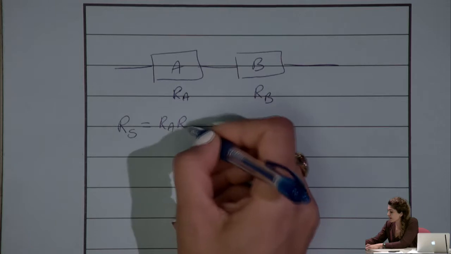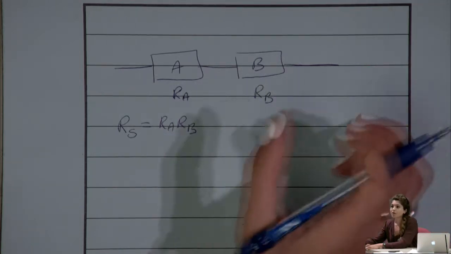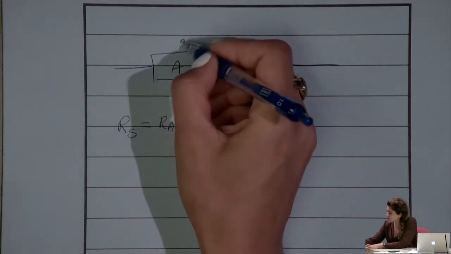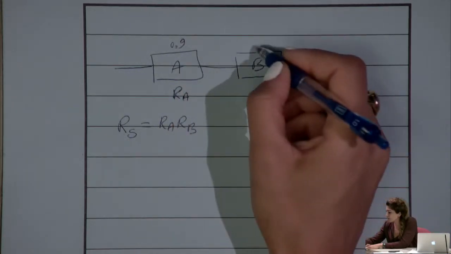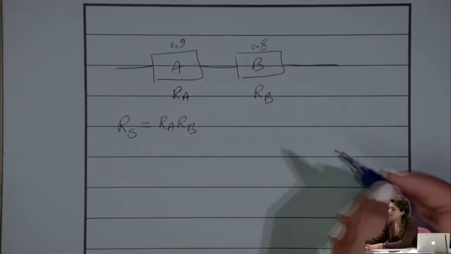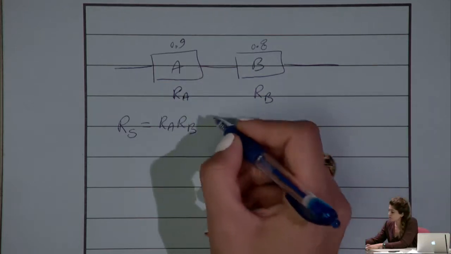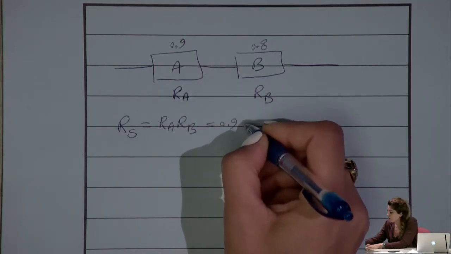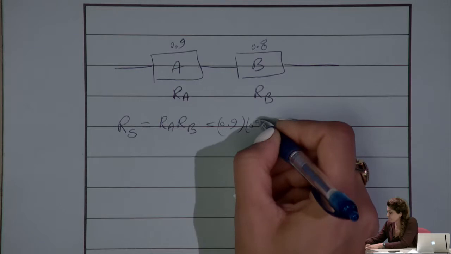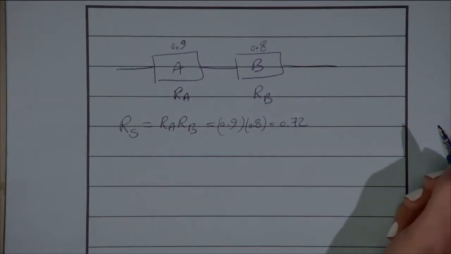multiplication of RA and RB. Why? Because A and B have to work together to make the system work. So for example, if this one works with a chance of 90% and this one works with a chance of 80%, what is the chance that the whole system works? It's going to be the multiplication of these two. It's a multiplication rule. So 0.8 multiplied by 0.9 gives you the chance that the system works.